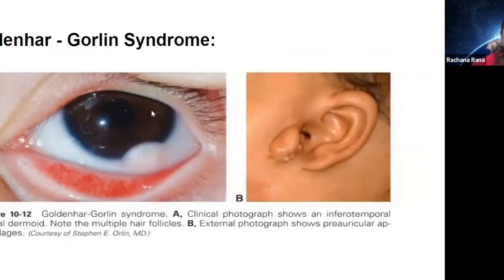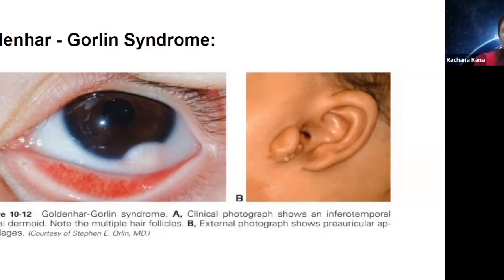So this is again Goldenhar syndrome. You know that this is a dermoid, where we can see the limbal dermoid and pre-auricular tag. Goldenhar syndrome is also common, and you know that dermoid is usually present since birth, but when the patient grows, sometimes it increases in size, and sometimes it can also cause discomfort, and mainly patients come for cosmetic reasons. So we have to excise the dermoid.